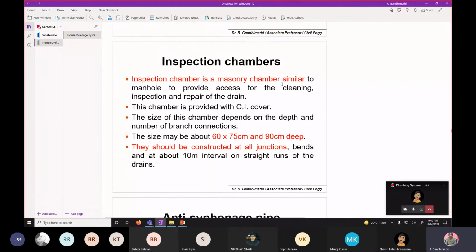Okay, inspection chambers. It is a masonry chamber similar to a manhole. They have provisions for one man to enter, and then we can clean the blockages. This chamber is provided with a CI cover, a cast iron cover. The size of the chamber depends on the depth and the number of branch connections, it is not uniform everywhere. The size may be about 60 to 75 centimeter and 90 centimeter deep. They should be constructed at all junctions, bends, and at about 10-meter intervals on straight lines of the drains.